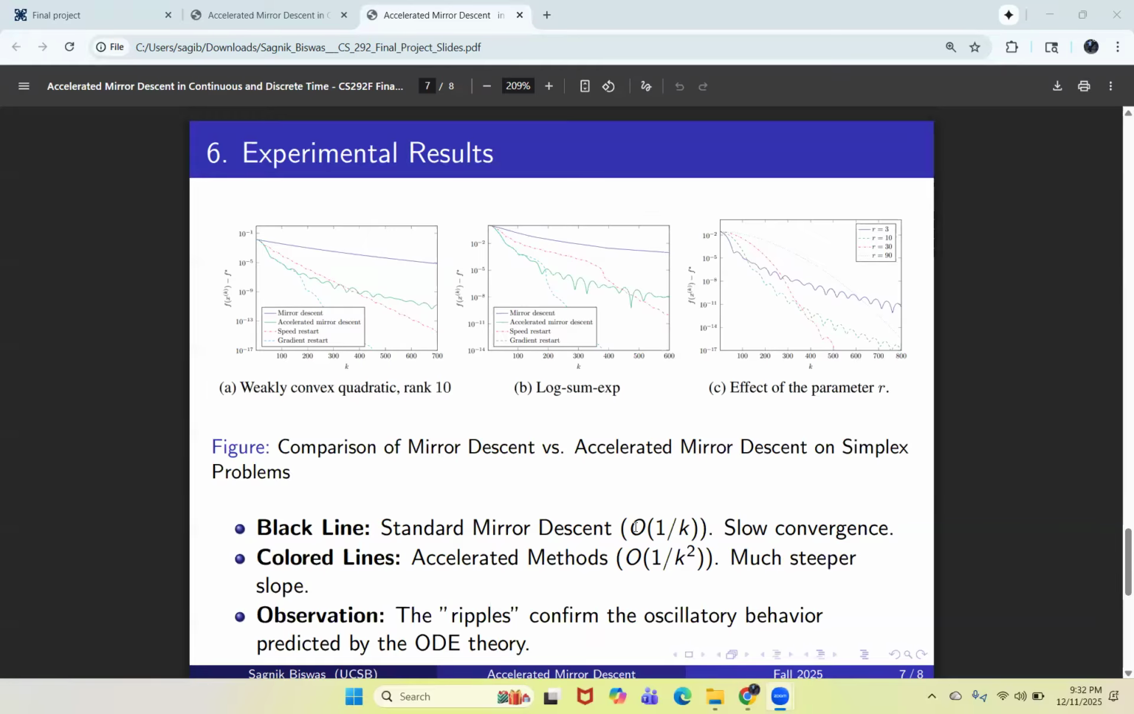But if you do notice, as we mentioned before, there are ripples on that green line. And these ripples are basically visual proof of that oscillatory behavior that we talked about before. Once you get close to the minimum, you do spiral around a little bit more. But that's just a small trade-off compared to the big 1 over k squared improvement. So overall, just a much better method.